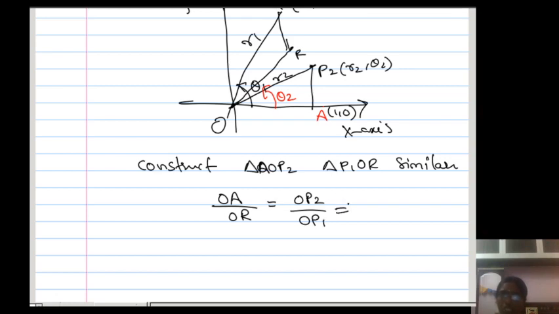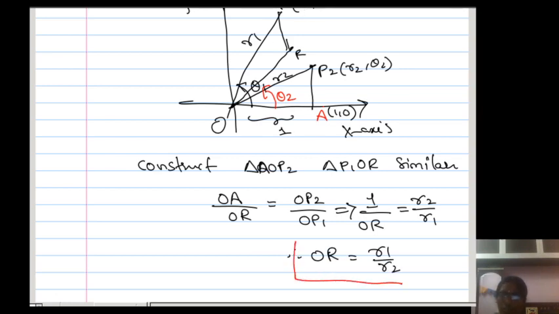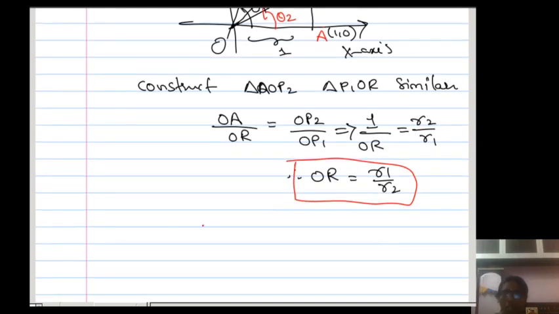Now what is OA? It is 1, because the distance OA is 1 unit. So 1 by OR, and OR I have to find. OP2 is R2 and OP1 is R1. So finally, OR is R1 by R2. So the modulus of the complex number OR, that is Z1 by Z2, is R1 by R2.